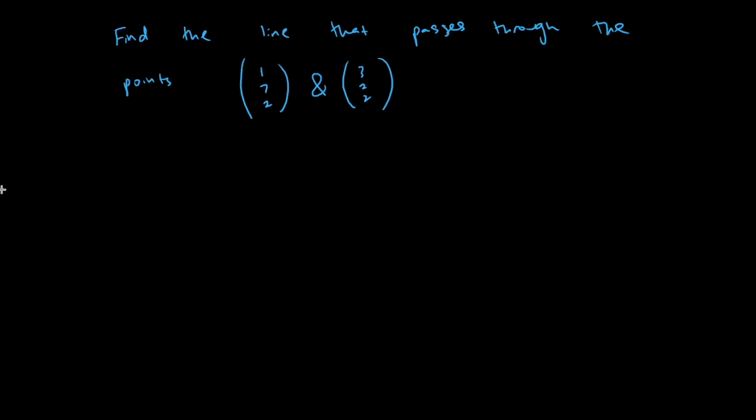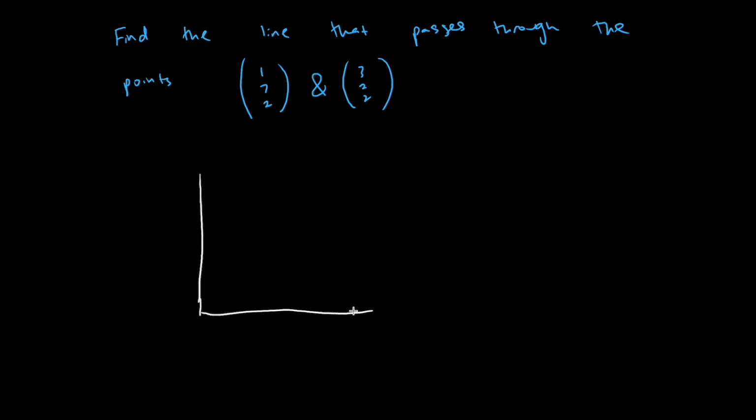All right, so let's go over a practice problem to sort of introduce us to this concept. Find the line that passes through the points (1, 7, 2) and (3, 2, 2). So similar to finding the equation of a line in 2D, you just need 2 points to find the equation of a line in 3D.